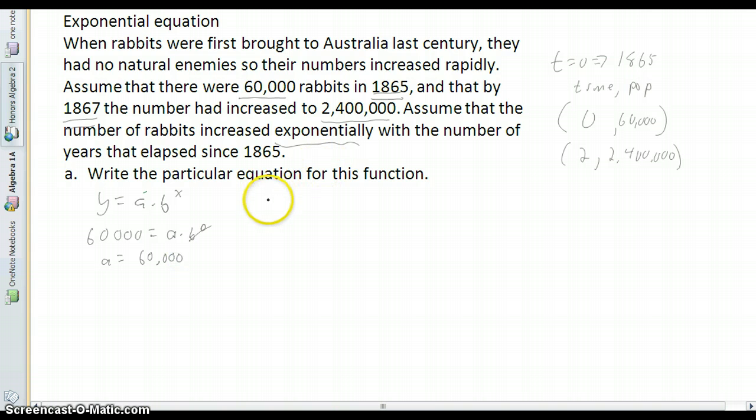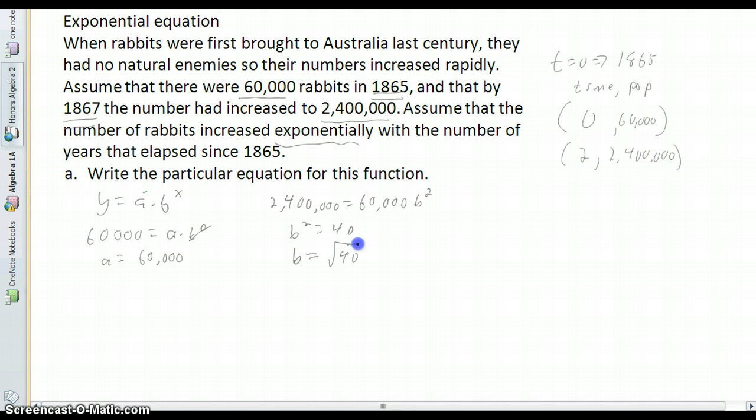So to find the b value, we take the other ordered pair and get 2,400,000 is equal to our a value, which is 60,000, times b to the second power. So now we isolate for b. If we take 2,400,000 and divide by 60,000, we get a total of 40. So b squared equals 40. So b is equal to the square root of 40.